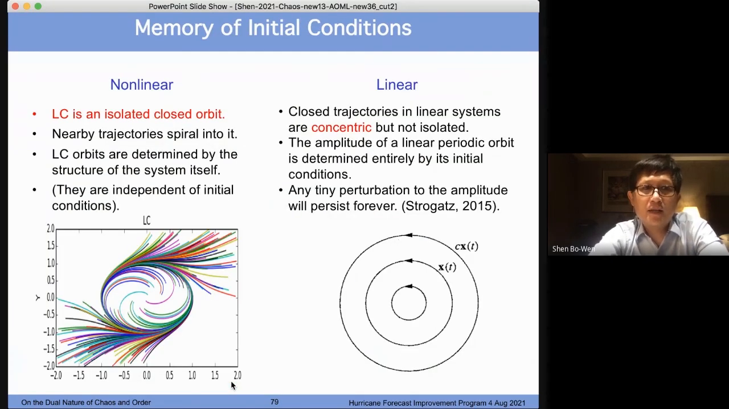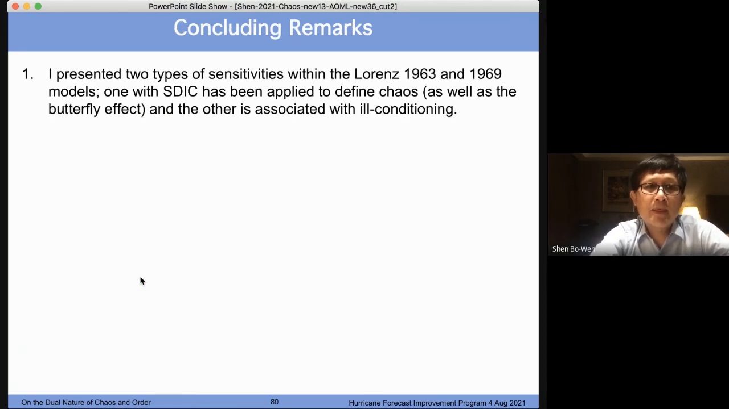And here is a comparison between isolated limit cycle solutions and linear oscillator solutions that display dependence on initial conditions. The left-hand side does not depend on initial conditions. Okay, and now I'm going to give a summary.